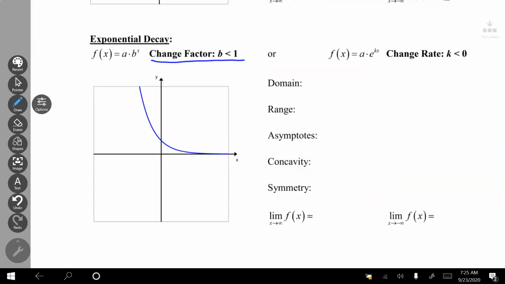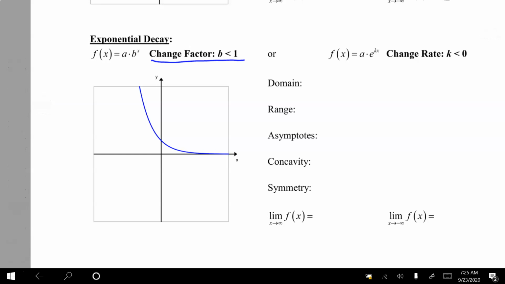So exponential decay is when b is less than 1. B can never be 0, it can't be negative, but it could be a decimal between 0 and 1. So if you multiply by some decimal between 0 and 1, things are getting smaller. Or when my k value for the continuous is a negative number, because e to a negative number will always be between 0 and 1.